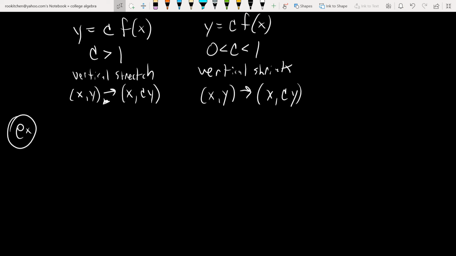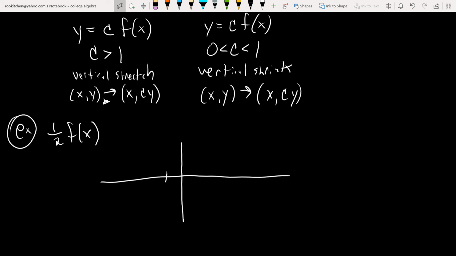Okay, so let's take a look at a problem, and we'll be using that weird sort of graph from before. We want to graph 1/2 f of x. Okay, so this will be a vertical smush. And let's draw our graph. 1, 2, 3, 4, 4, 2, 1, 2, and it's this thing from before. So I'm getting good at drawing this.